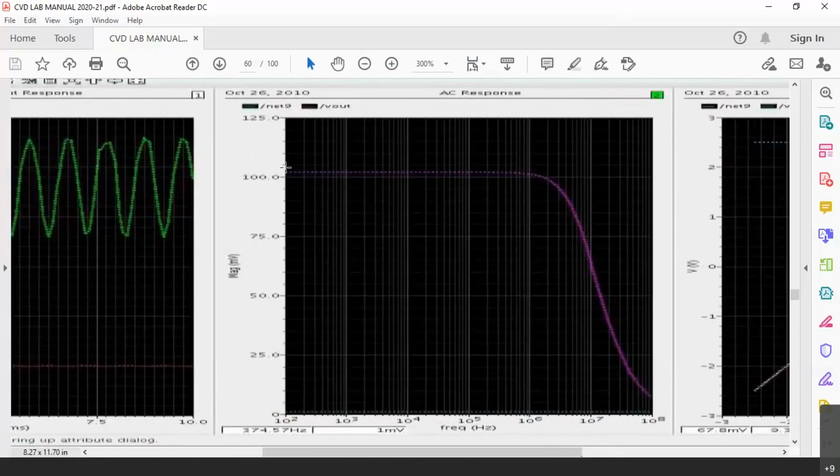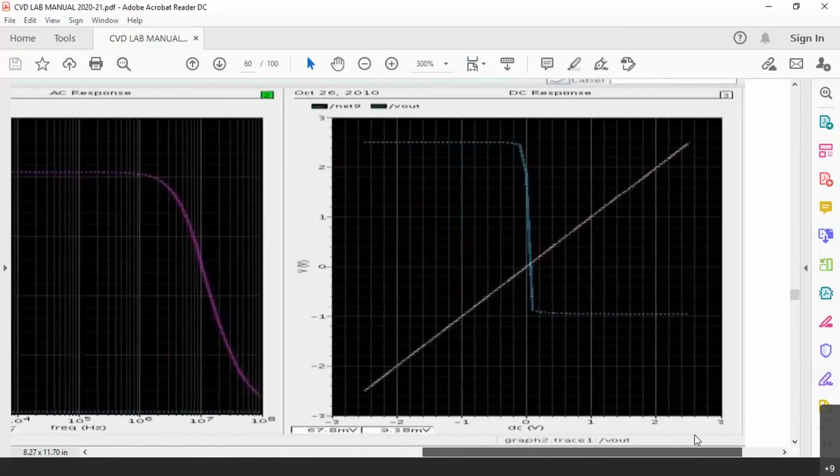Now you can see the gain also remains the same, 100 dB, and you can see the bandwidth also remains the same, because all the dimensions of the devices are the same. Now you can see here, when the input is going from minus 2.5 to plus 2.5, output was initially at plus 2.5, now it is coming down, and we are operating the amplifier here only. Near 0 only we are operating, that is the Q point for us. So you need not worry about this particular portion or this particular portion.